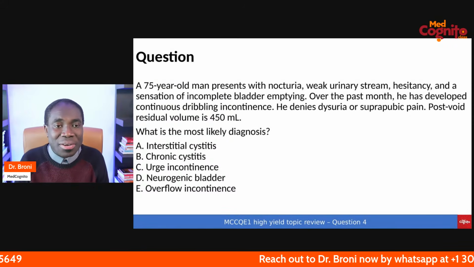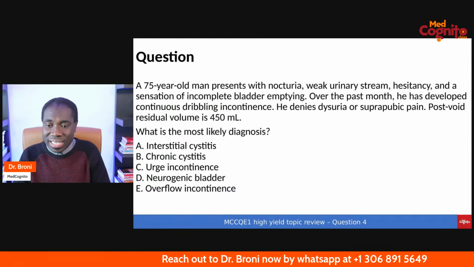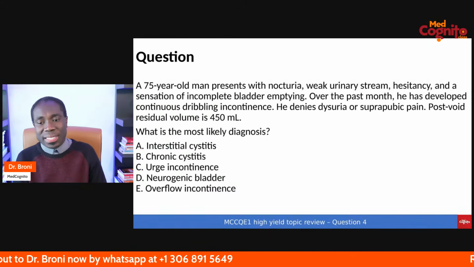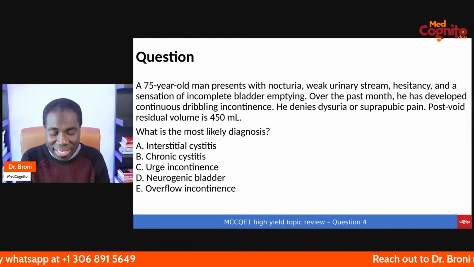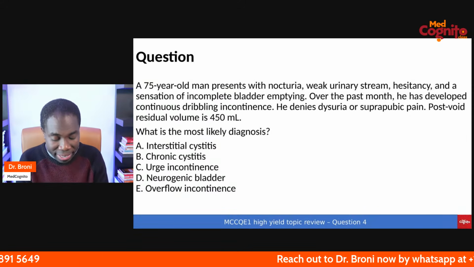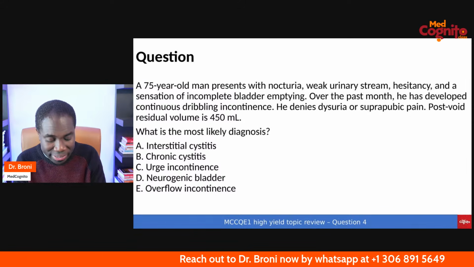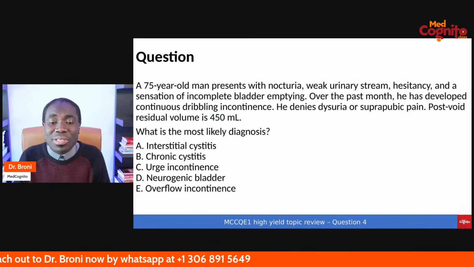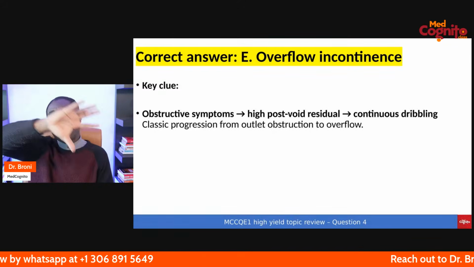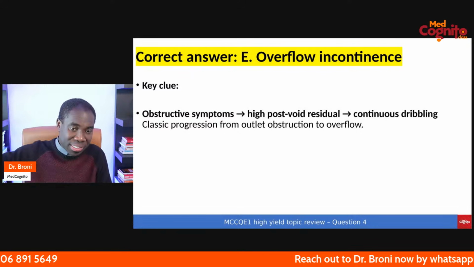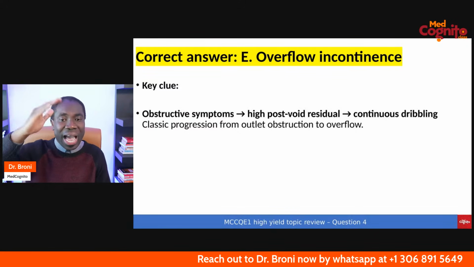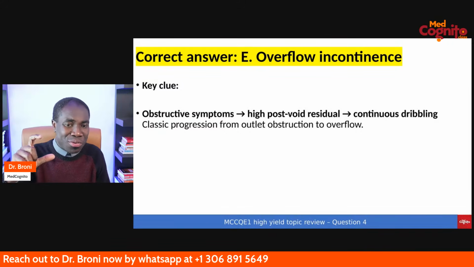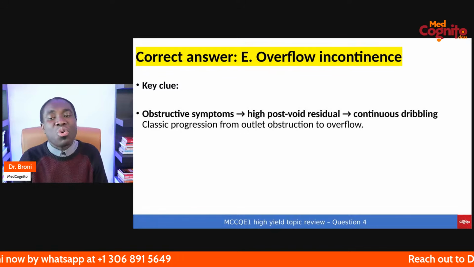Doctors, what's the correct answer? Tell me. Correct answer E. And this looks like the first question which started this whole game. Overflow incontinence. There's obstructive symptoms, high post-void residual urine, continuous dribbling. Classic progression from outlet obstruction to overflow obstruction.